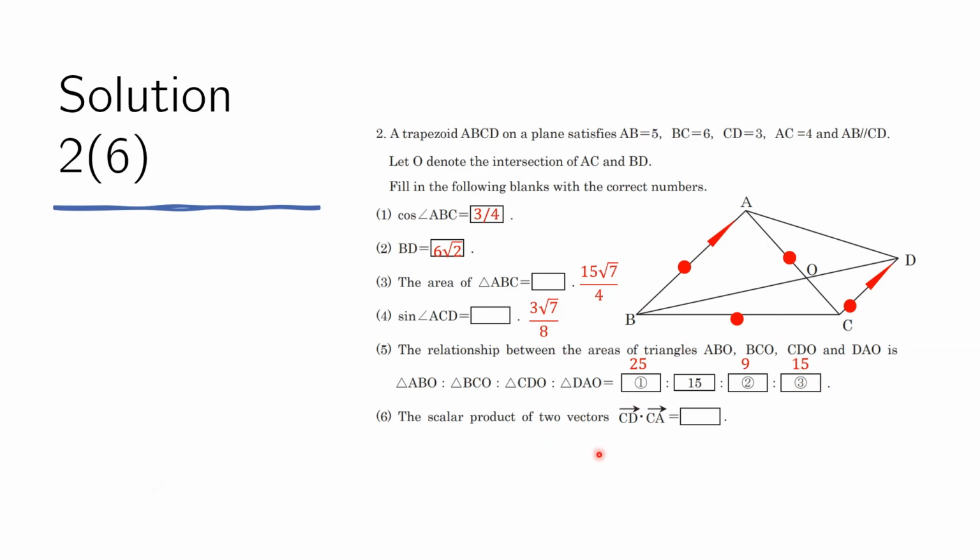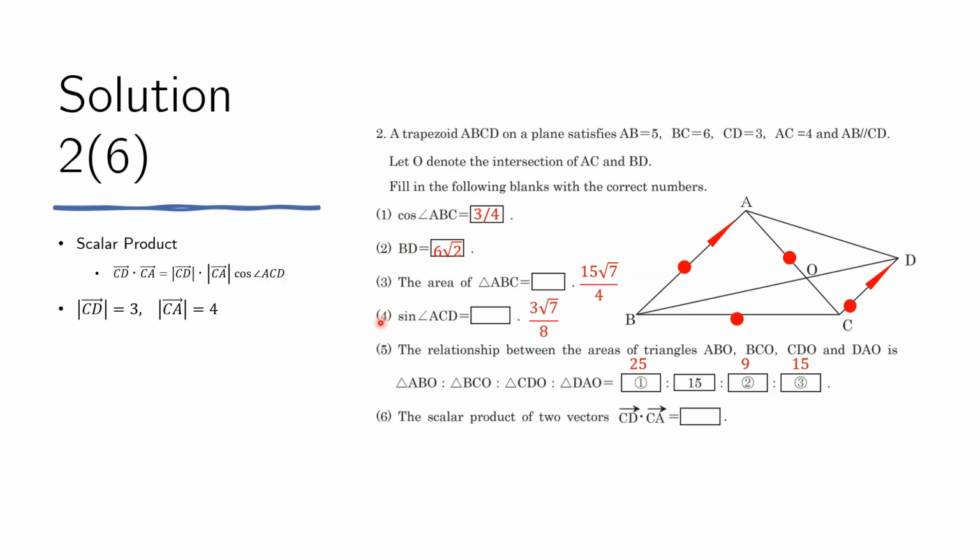Now we are asked to find the scalar product of the vectors CD and CA. Let's recall that the scalar product can be computed by getting the product of the magnitudes of the given vectors, so the length of this times the length of this times the cosine of the angle between them, angle ACD. We already know the side lengths. CD is given to be 3, CA is given to be 4. Now we just need to know the cosine of ACD.